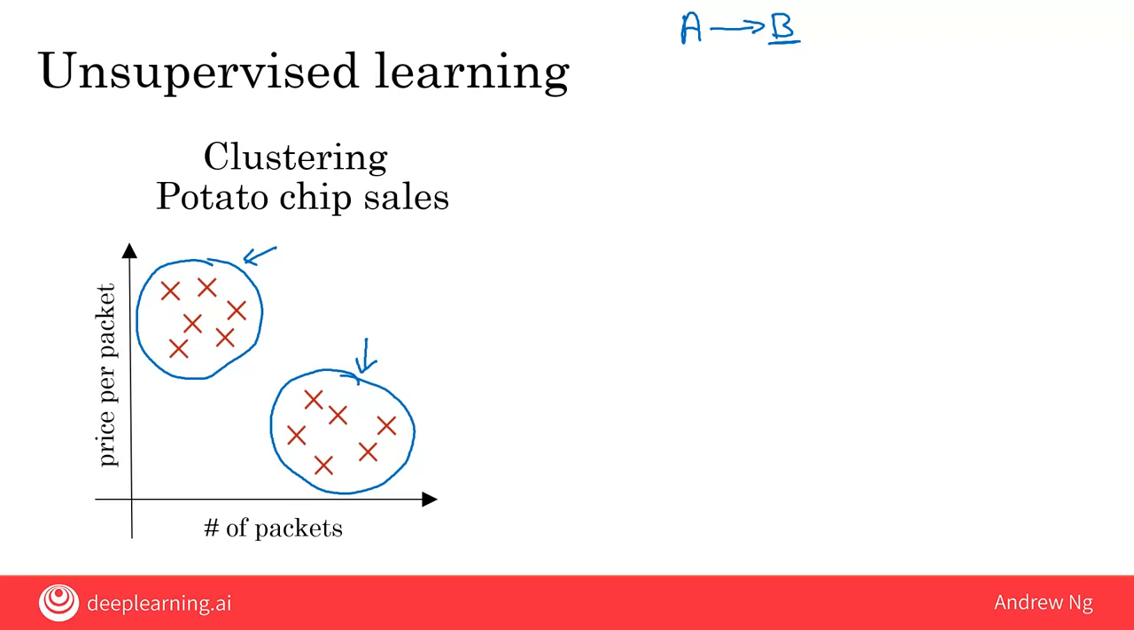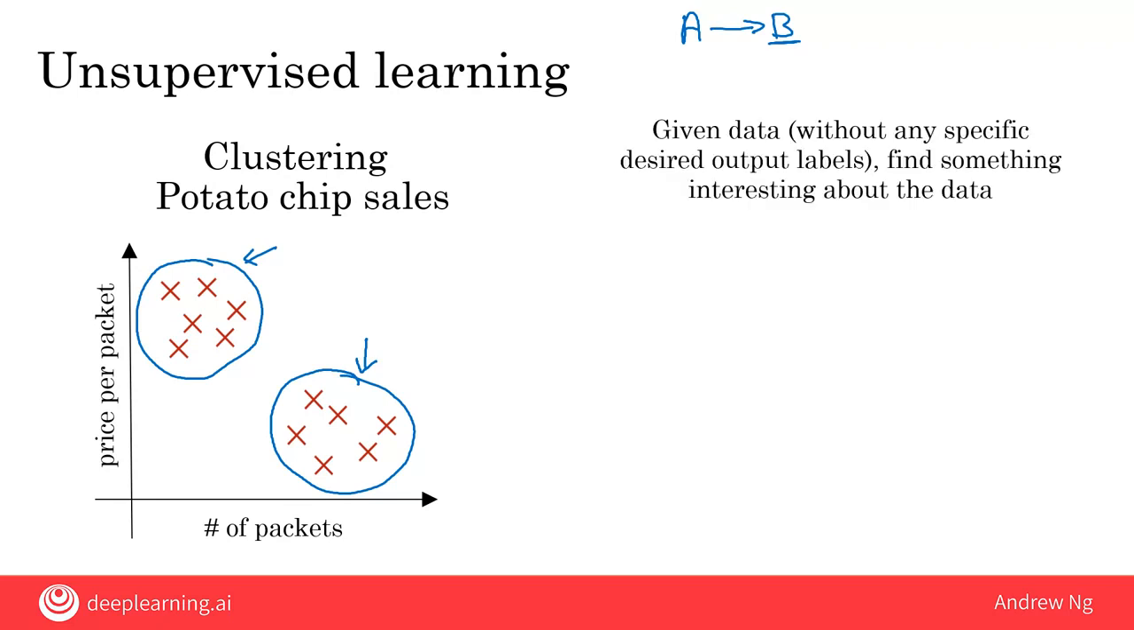And in this case, a clustering algorithm doesn't know in advance that there's a college student demographic and a working professional demographic. Instead, it just tries to find what are the different market segments without being told in advance what they are. So in unsupervised learning, algorithms, given data without any specific desired output labels, without a target label B, can automatically find something interesting about the data.